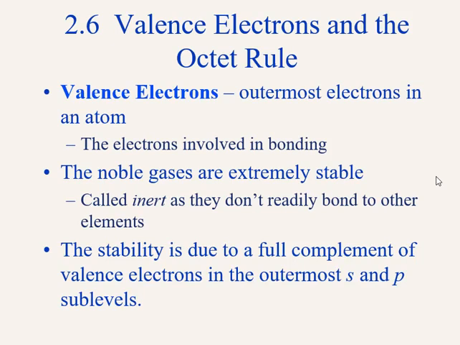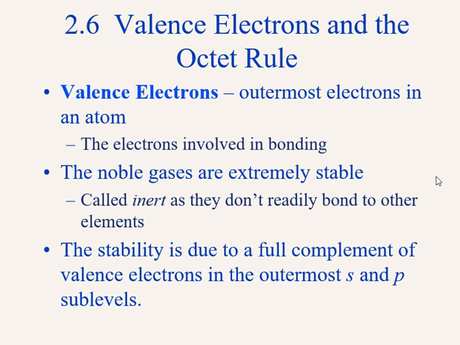Valence electrons and the octet rule. What are valence electrons? Valence electrons are the outermost electrons in an atom, and they are involved in bonding. Well, what are the outermost electrons? The outermost electrons are the electrons in the last value of n, which is your principal energy level.